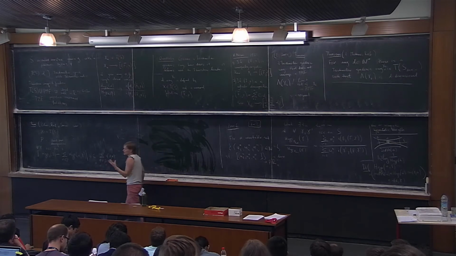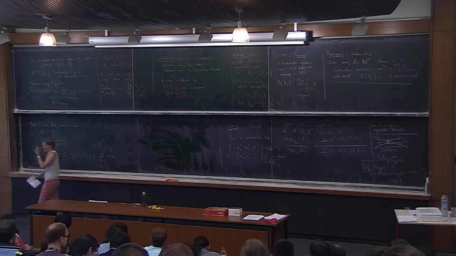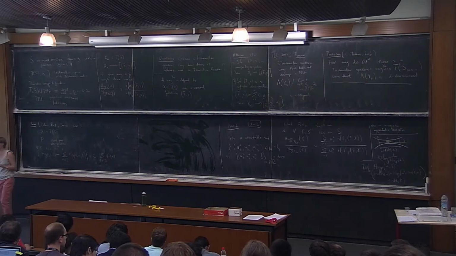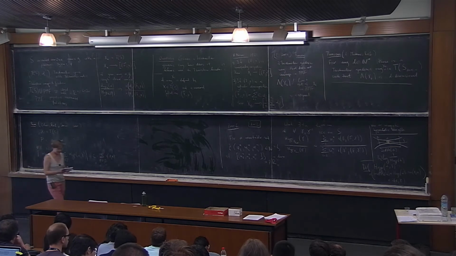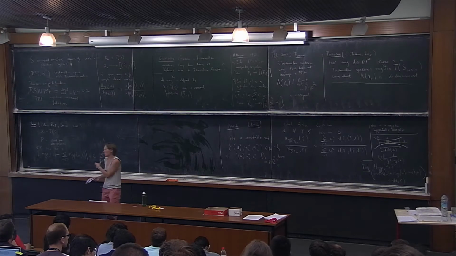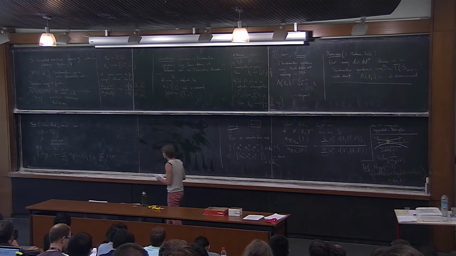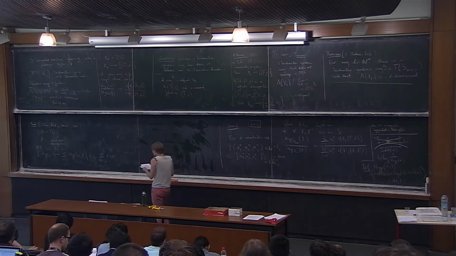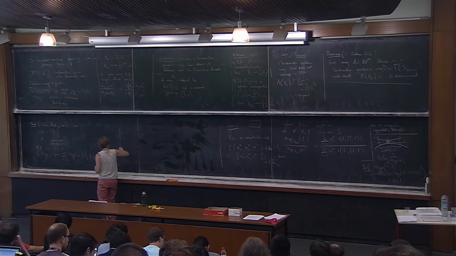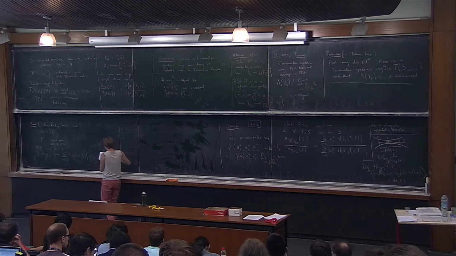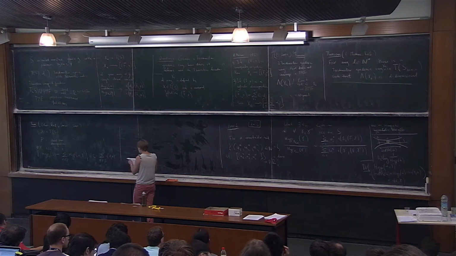I mean, if your surface only has a lot of short curves, you don't have much choice. Because any curve crossing a very short curve is very long. Okay, so that's what we want to do.